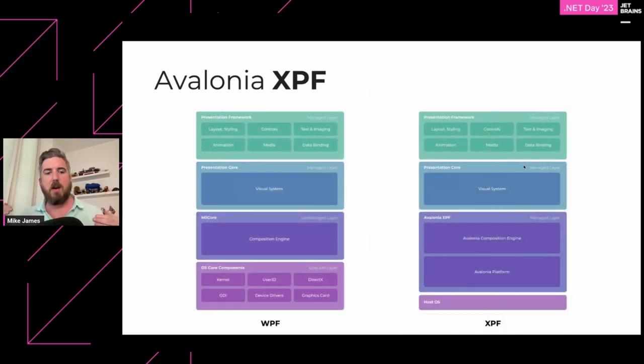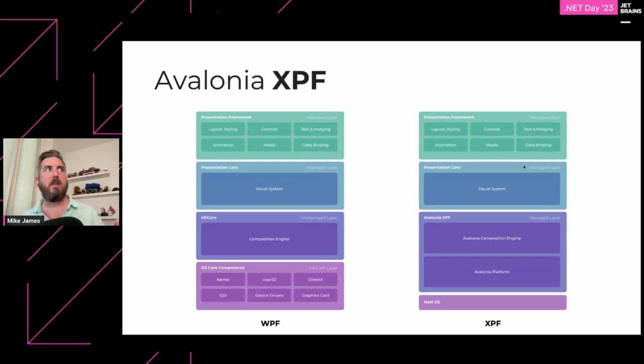In terms of the architecture, we've got WPF here on the left and XPF on the right. Presentation Framework and Presentation Core are largely unchanged. There's almost zero changes within these two layers. Where the difference begins is in this MilCore layer, which is the composition engine of WPF.